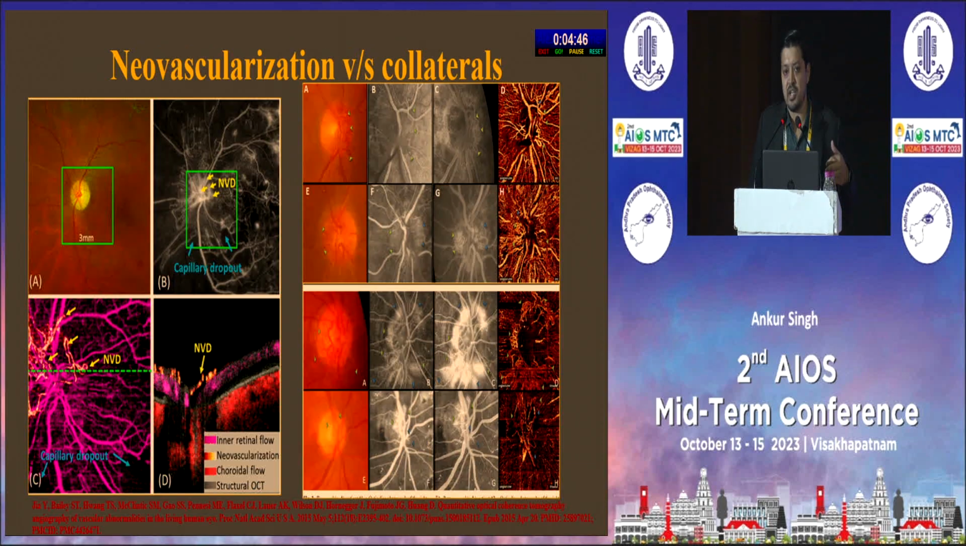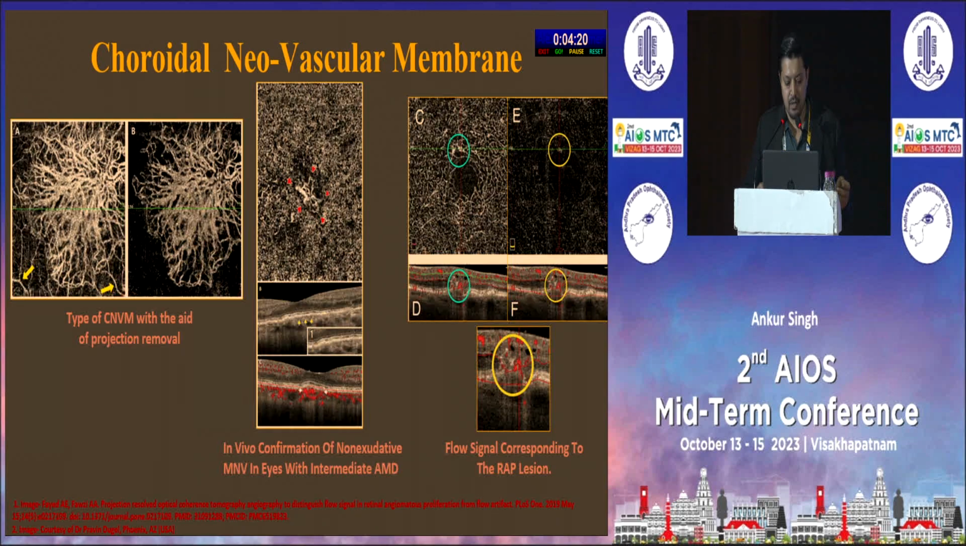So in our study and a study by Bailey et al., how did we differentiate between an NVD and a collateral? Based on 3 criteria. One, if you detect an abnormal flow in the vitreous. Second, based on the morphology, if you see a rete of new vessels, while the collaterals are meandering vessels. And third, the new vessels in NVD or in NVE are seen in the vitreous plane, while collaterals are best seen in the radial peripapillary plane.